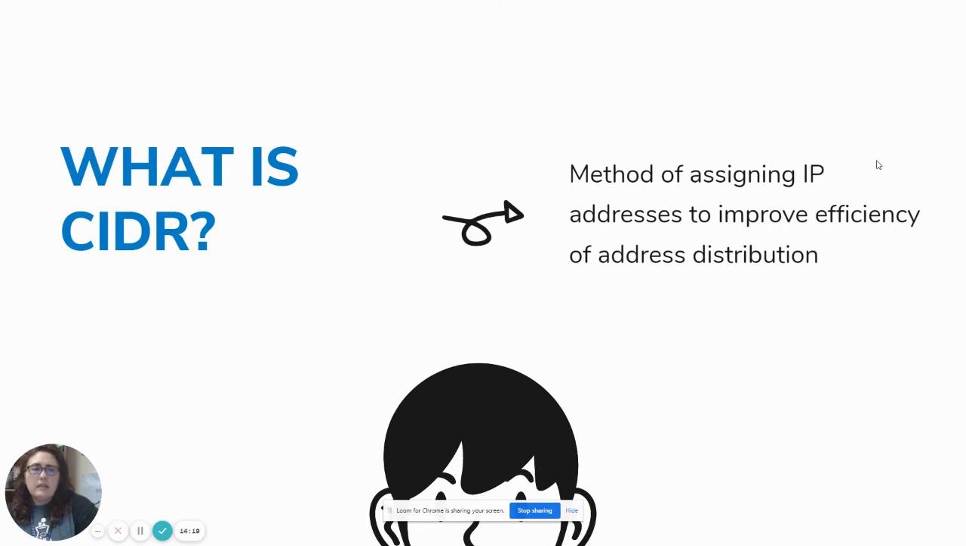As a method of assigning IP addresses to improve efficiency and address distribution. So basically, when an organization has an IP address, it may not need all the IP addresses that it could be associated with it, all the numbers, basically. So it's just a way to improve efficiency.